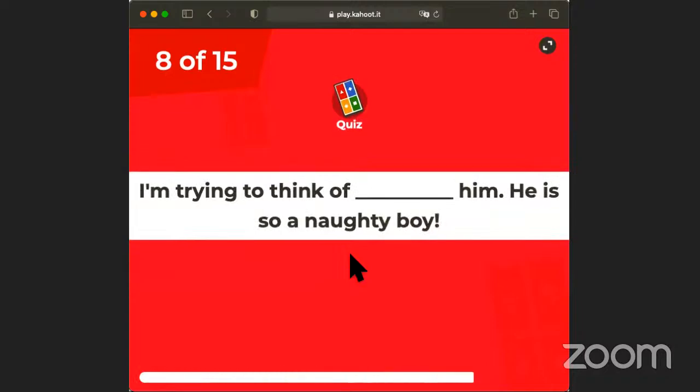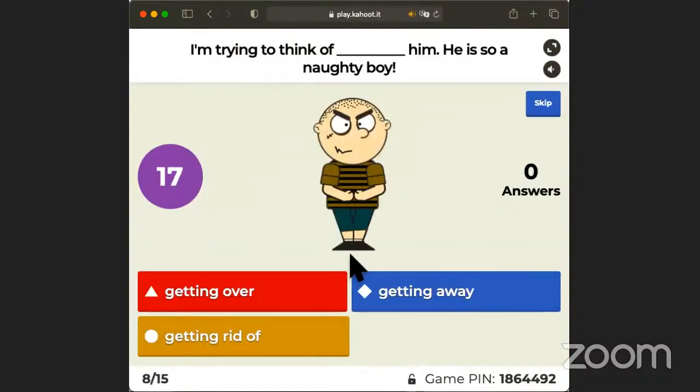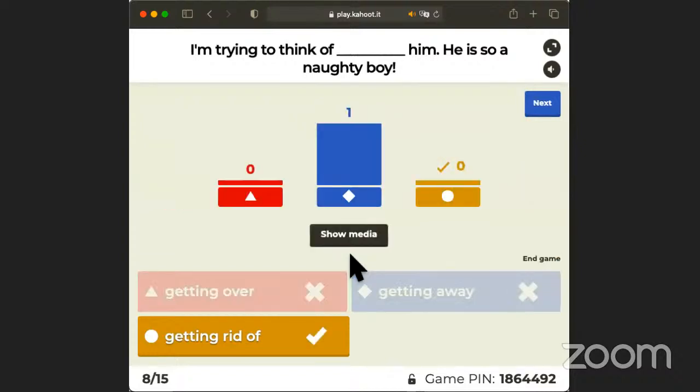I'm trying to think of getting over, getting away, getting rid of. All right, so it was actually yellow. Let's read the correct answer, please. I'm trying to think of getting rid of him. He's so naughty, this boy. What is getting rid of?